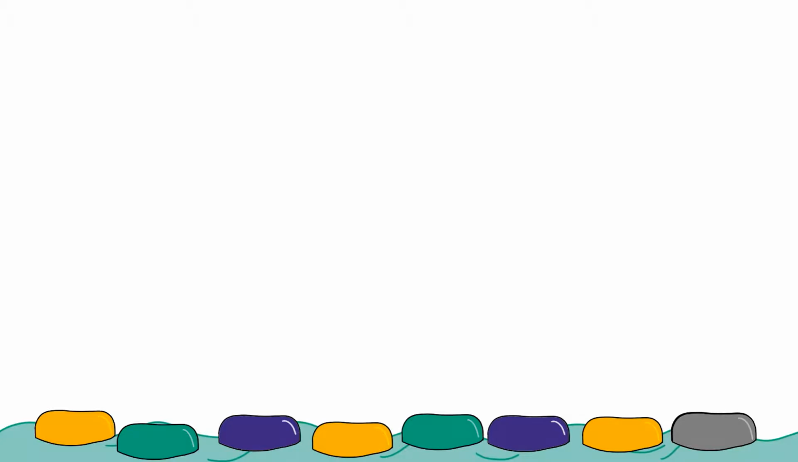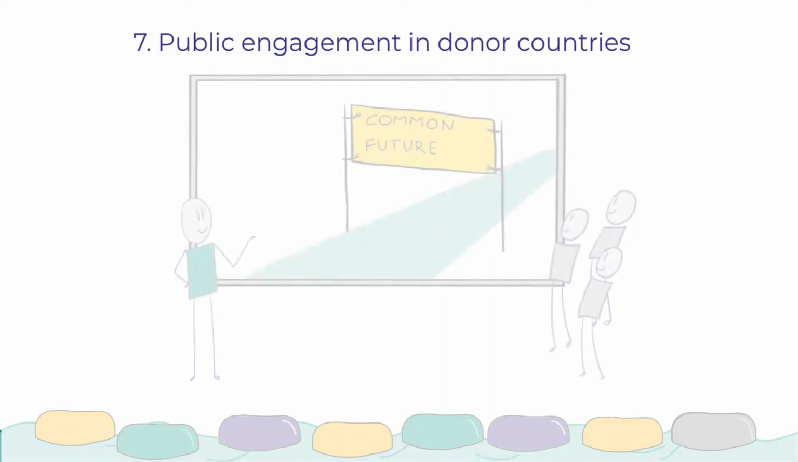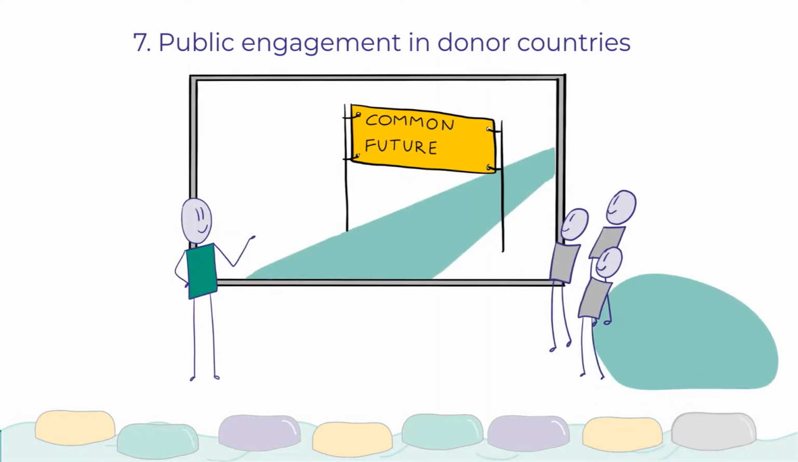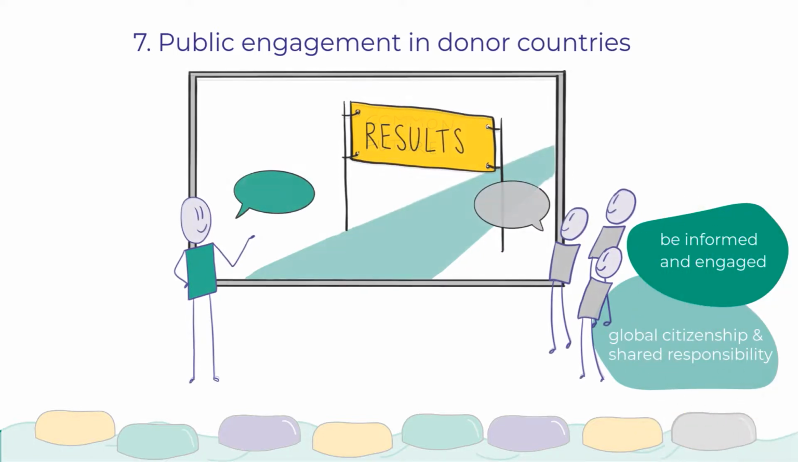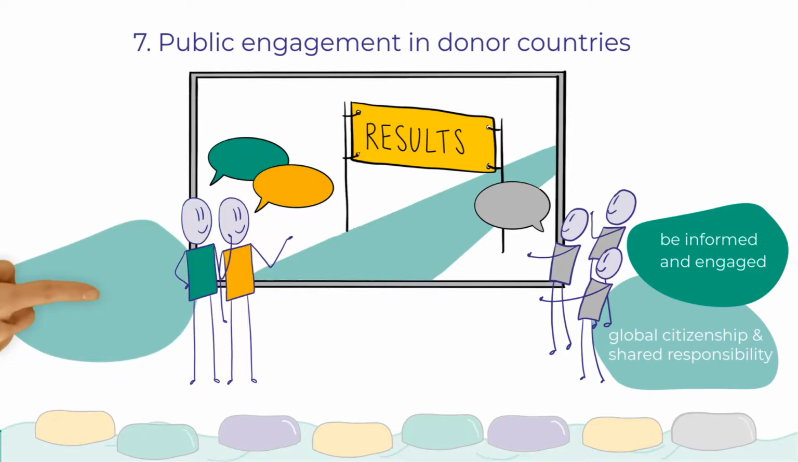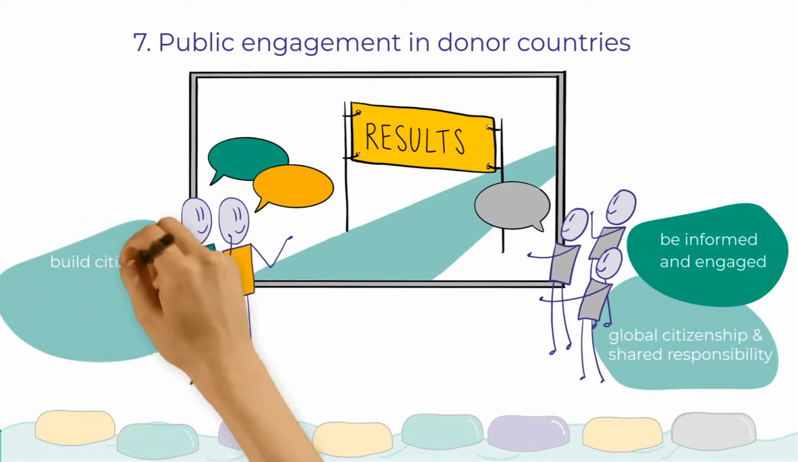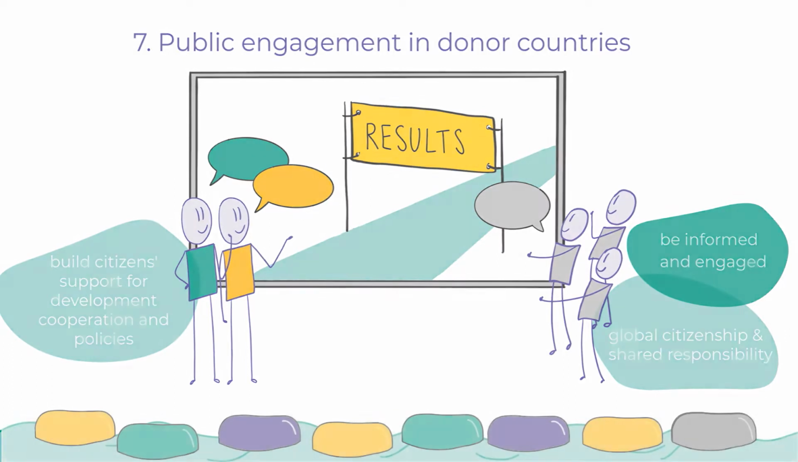Another element of good donorship is public engagement, which is addressed under stepping stone number 7. Public engagement can help build a sense of global citizenship and shared responsibility for a common future. At the same time, taxpayers in provider countries have a right to hear and engage in discussion about the rationale behind development cooperation and how results are achieved. By involving provider country CSOs in public engagement, donors can build citizen support for development cooperation and for effective policies, as they are seen as credible independent voices representing the people.